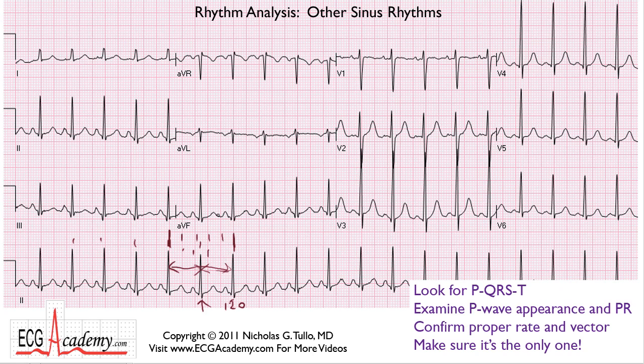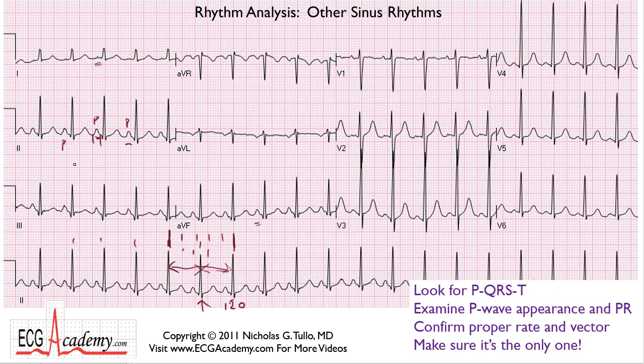We've established a heart rate of 120. There's clearly a nice, healthy, juicy-looking P wave in front of every QRS complex. The PR interval looks to be physiologic. It's probably about 160 milliseconds, just eyeballing it. Is it up in 1? It's a little bit up. It's certainly up in aVF.